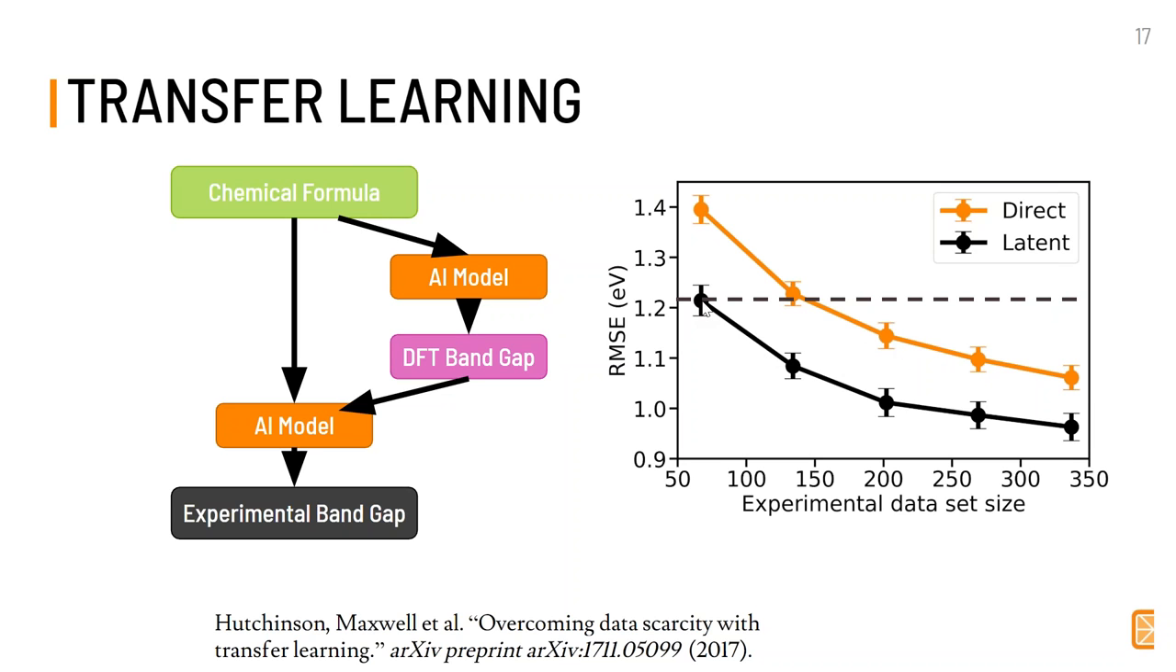So here, with 64 training points, I can do as well as I would have needed almost 150. With almost 150, I can do as well as I would have needed almost 250. So what this does is it allows us to take other sources of data and use it to buttress, to compensate for a scarcity of the data for the task at hand. All right, that was one thing.